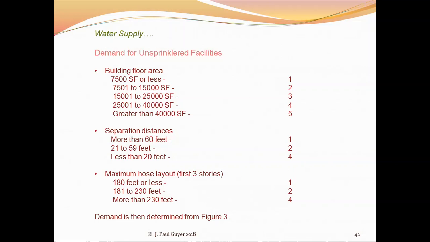Maximum hose layout. This is from the fire plug in the street to the pumper truck, from the pumper truck to wherever the fire is in the building, up to a maximum of 3 stories high. If that hose layout is 180 feet or less, 1 point. 181 to 230 feet, 2 points. More than 230 feet, 4 points. And so your building has been awarded points based on all of these different criteria.